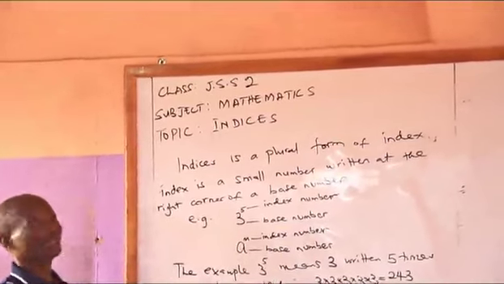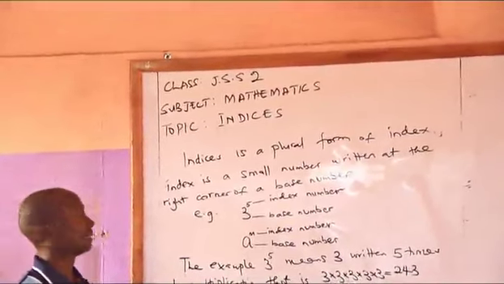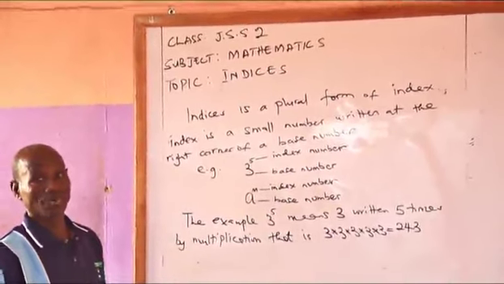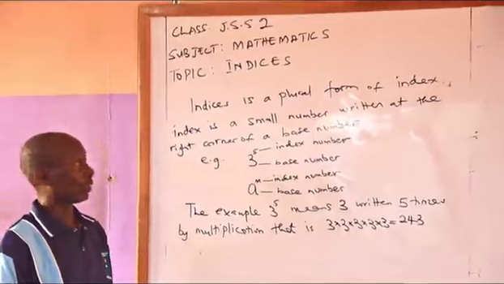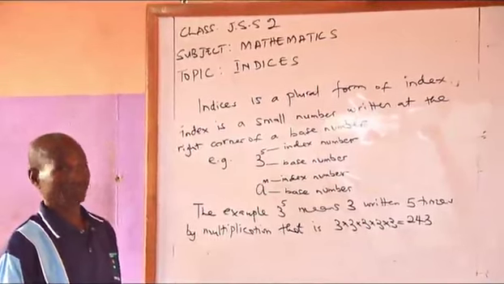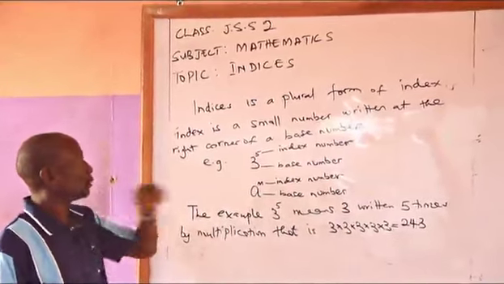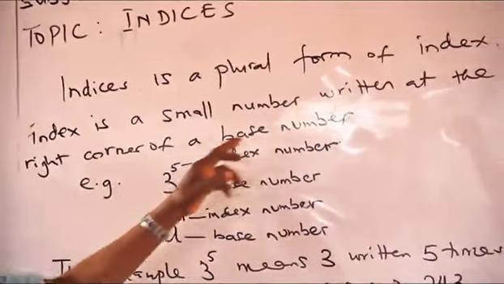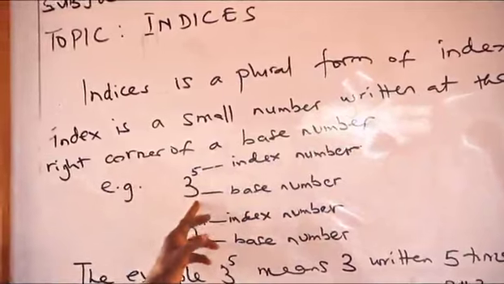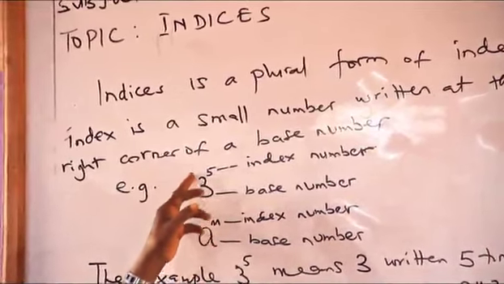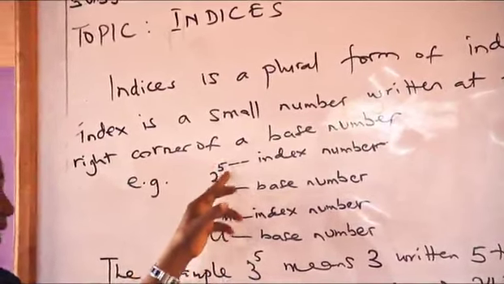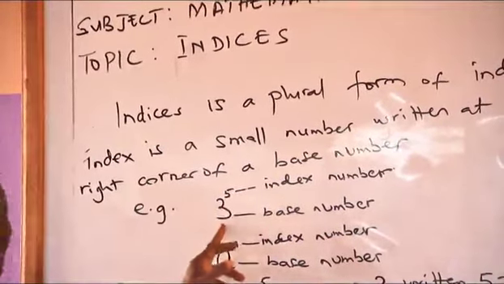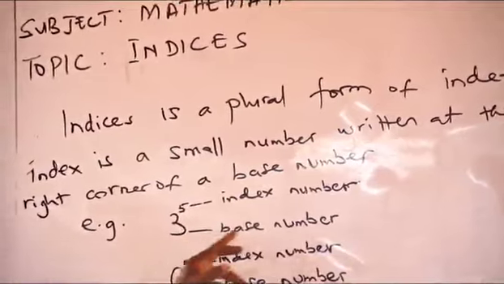Class is indices. And we have said that the word indices is just a plural form of index. Index itself is a small number written at the right corner of a base number. I've given an example here: 3 raised to 5. The 5 here is the index number, which is the power to which 3 is raised.